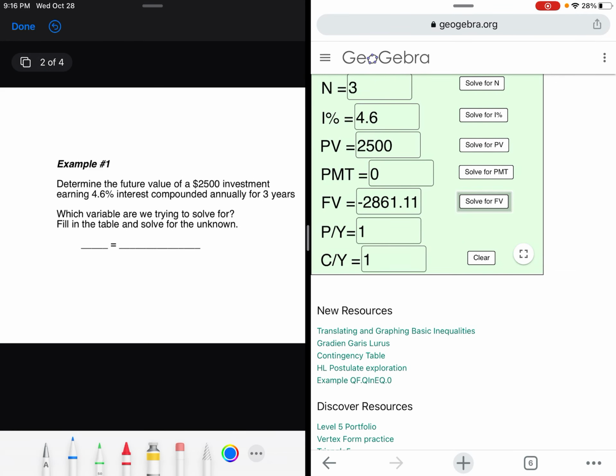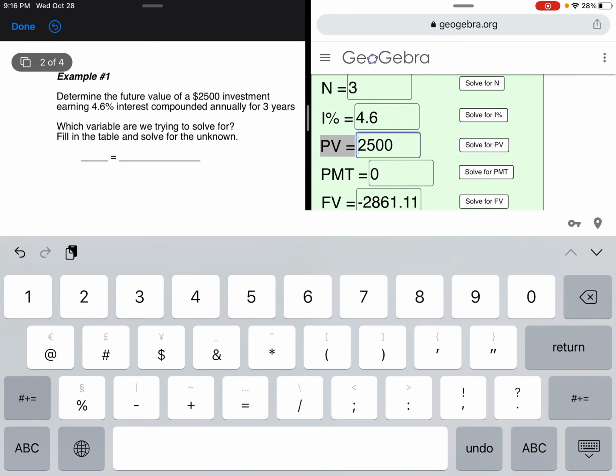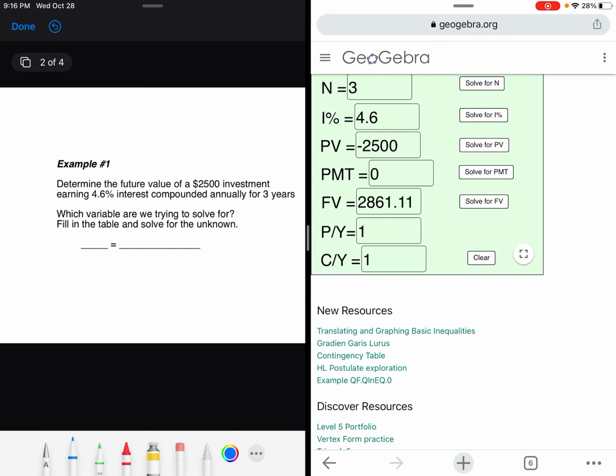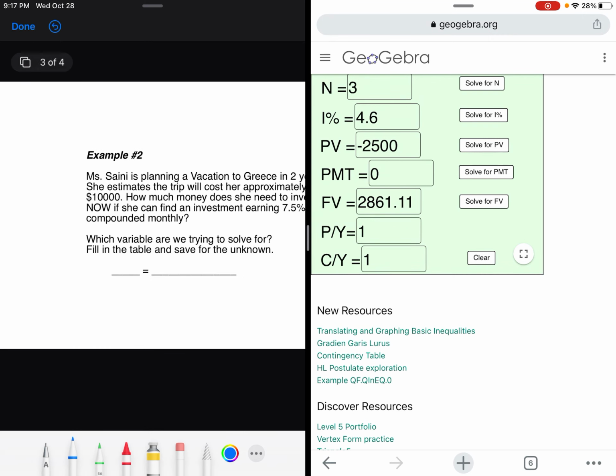So if we click solve for future value, that negative just means that the bank is going to be getting that percentage. You could put a negative here that you're putting money into the bank. So you're losing $2,500, and then you're getting back $2,861. Our future value in this case is $2,861.11. So the graphing calculator is actually doing all of the work for us. We don't have to do any work anymore, which is kind of nice.